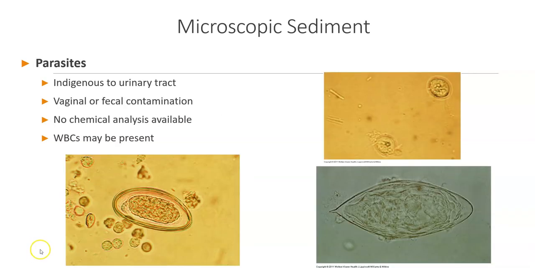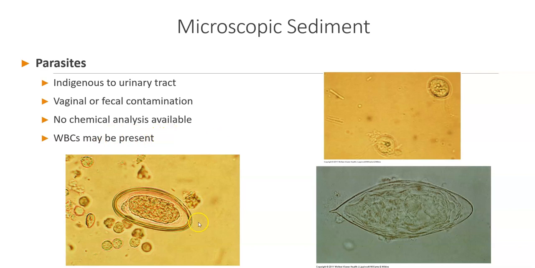There are some parasites that are indigenous to the urinary tract, but many times the parasites that are present in the urine are a result of vaginal or fecal contamination. There are no chemical tests that can determine whether or not parasites are present in your urine. White cells may be present.